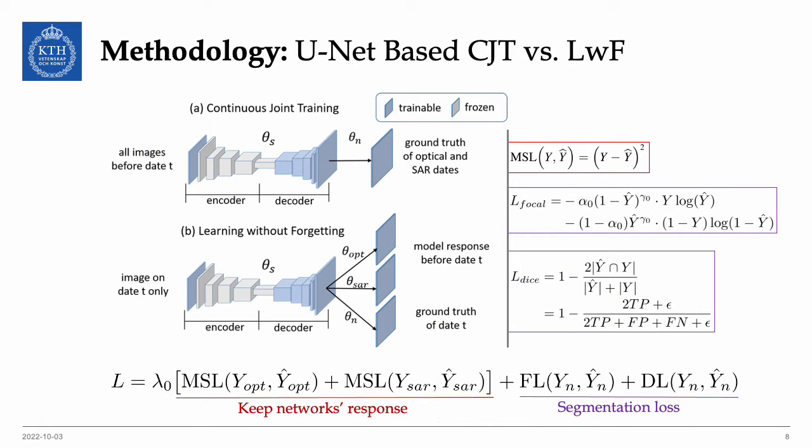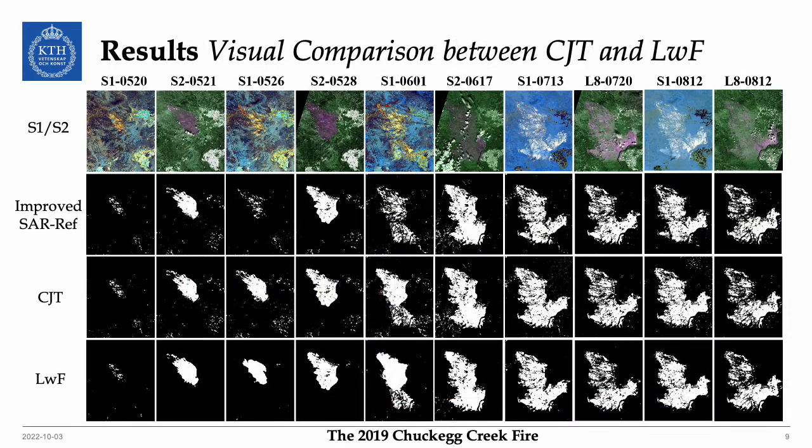This figure illustrates two learning schemes for continuous wildfire progression mapping: continuous joint training and learning without forgetting. In this figure, we visually compare the results from continuous joint training and learning without forgetting. We can observe that learning without forgetting has the capability to reach the CGT.